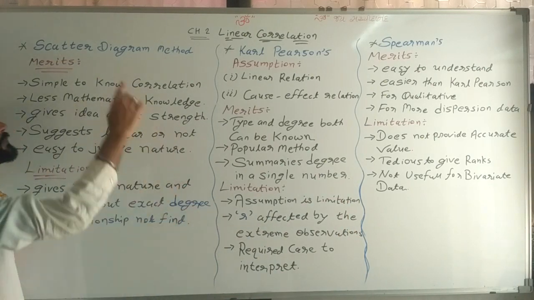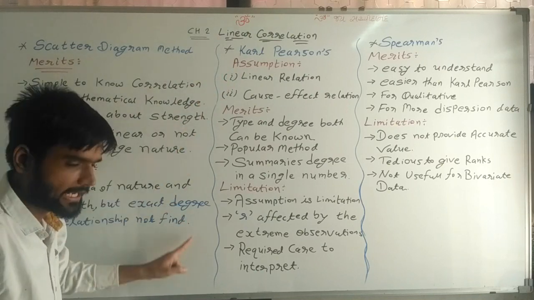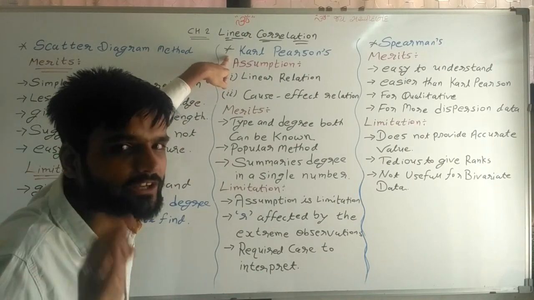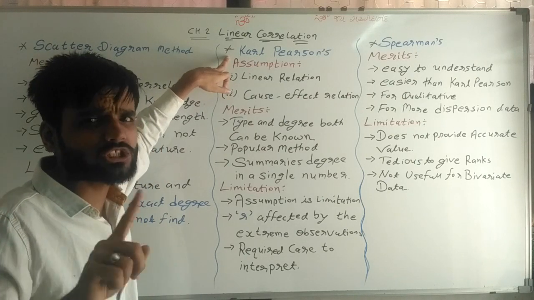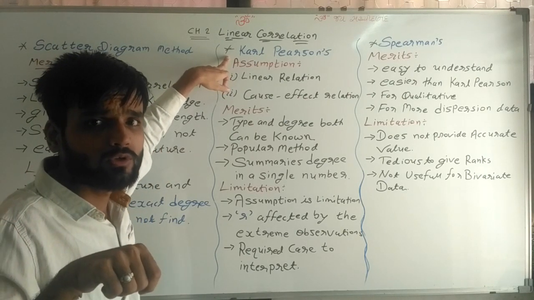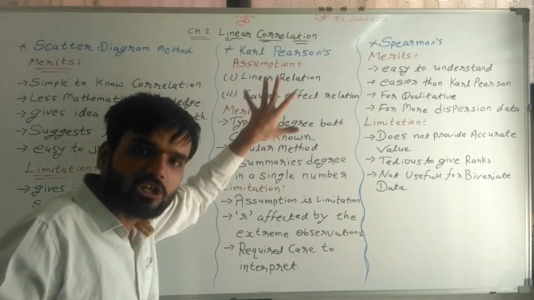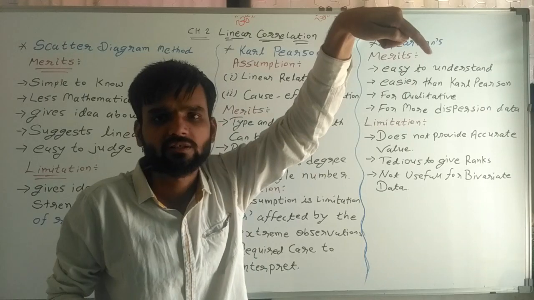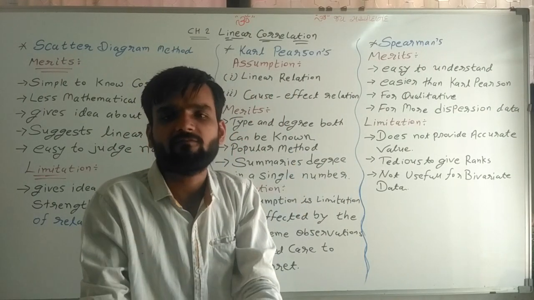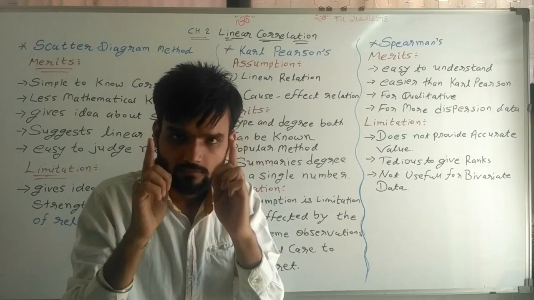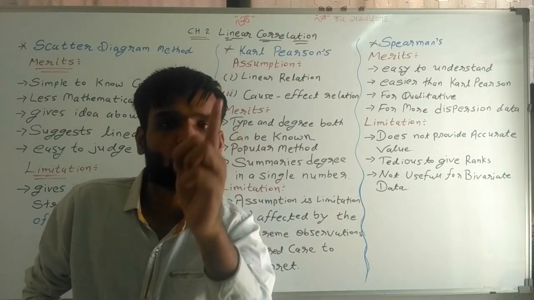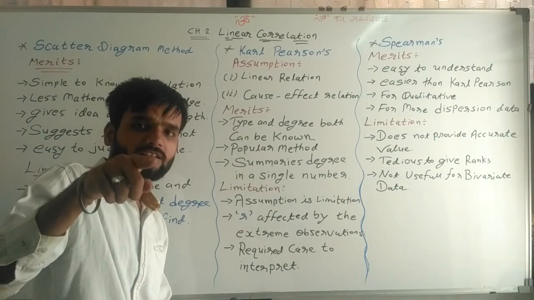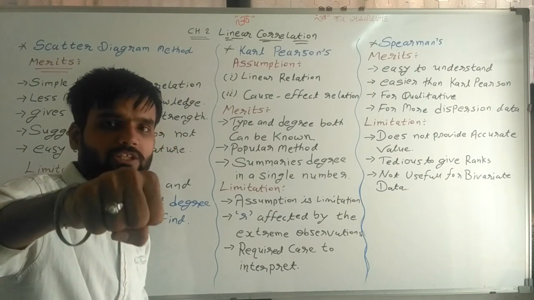To eliminate the limitation of the scatter diagram method, Karl Pearson enters. In the same way, Karl Pearson's method is possible only for variables. It is not possible for attributes. So Spearman enters to eliminate that limitation. Spearman said, I can find the relation between two attributes also.